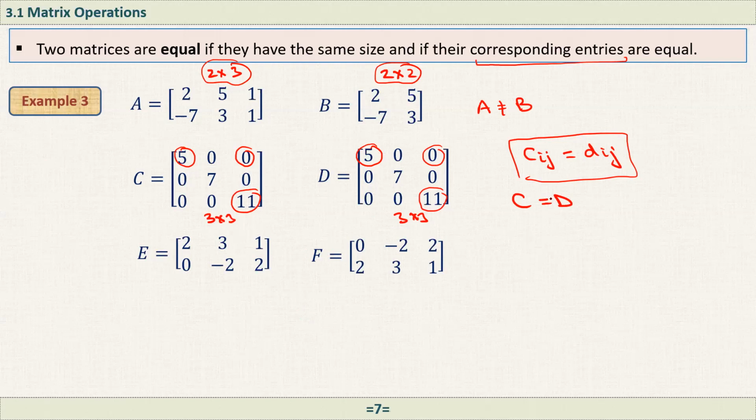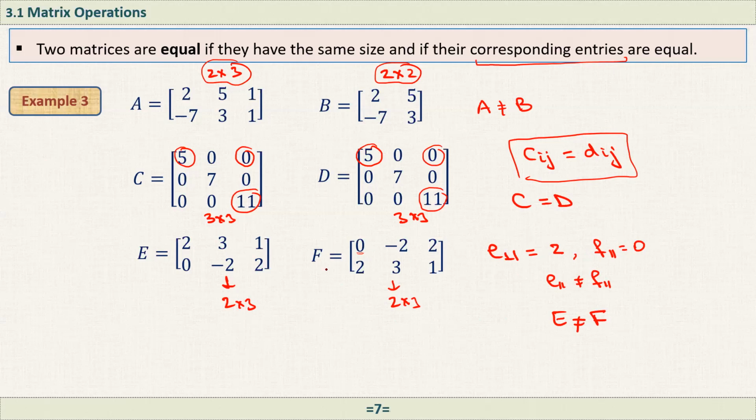And how about E and F? As you see here, this one is a 2 by 3 matrix. And how about this one? A 2 by 3 matrix, right? And how about corresponding entries? For example, E11 is equal to 2. And how about F11, the first row and the first column? That's equal to 0. That means that E11 is not equal to F11. Other entries we don't have to check, because all corresponding entries must be equal to each other for two matrices to be equal. That means that matrix E is not equal to matrix F.